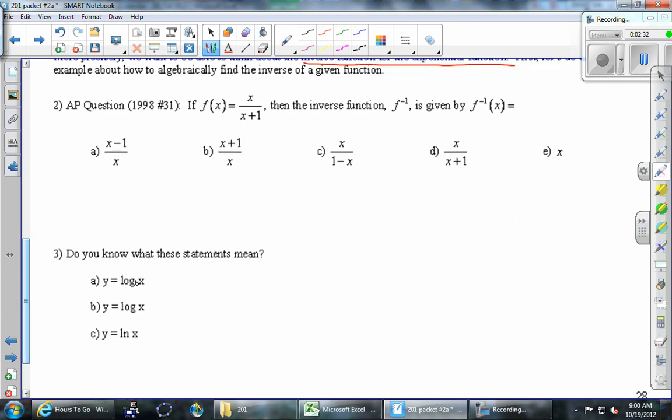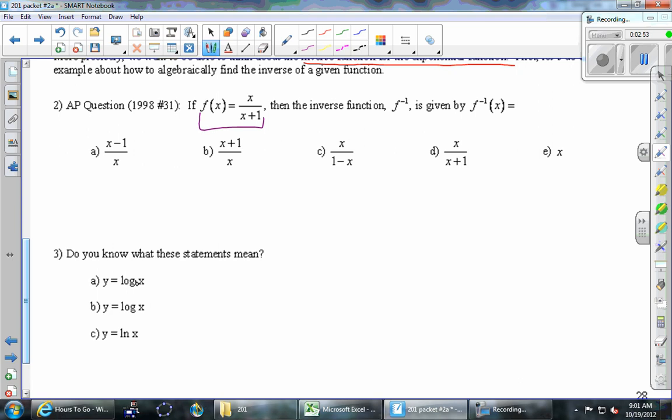So here's a question. It says f of x is x over x plus 1. And then I'd like you guys to try to calculate with your neighbors a formula for the inverse function. This is a multiple choice question, so it's not 5 different questions, okay? So find the inverse of that function, and hopefully it'll be one of those choices.